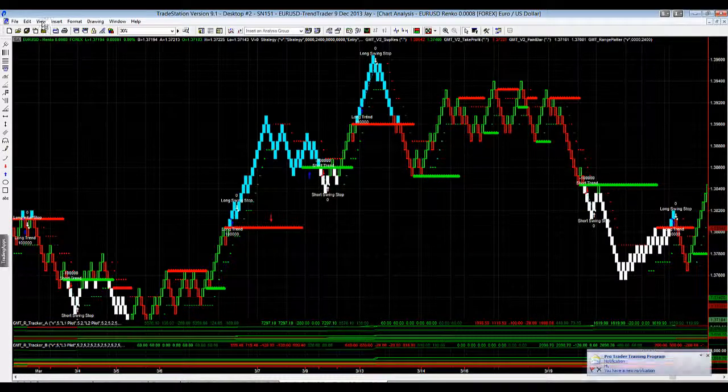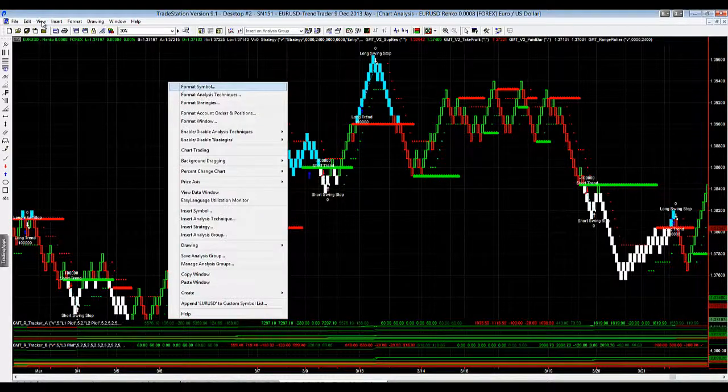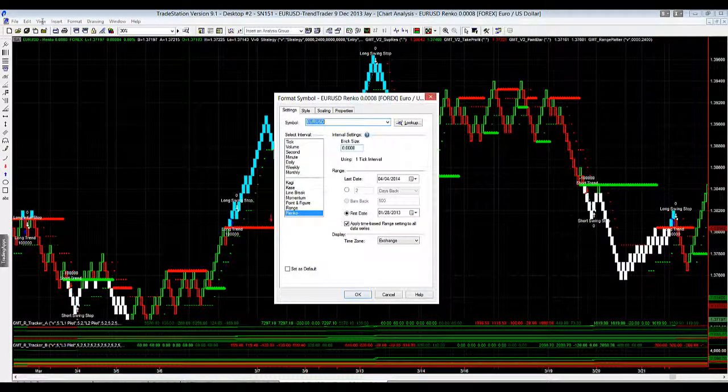on the trend trader. Now the cyan bricks, each one of those bricks is worth 0.0008 of a point. So basically on the Euro US dollar, we've got 8 pips for every brick that we've got allocated here. So we can dictate what the brick size is. We do that in format symbol. You can go in and set the brick size.